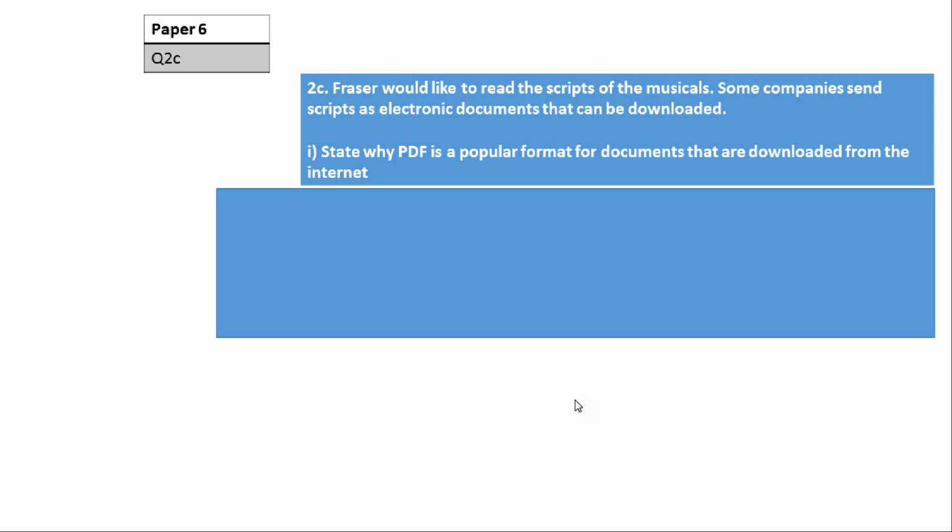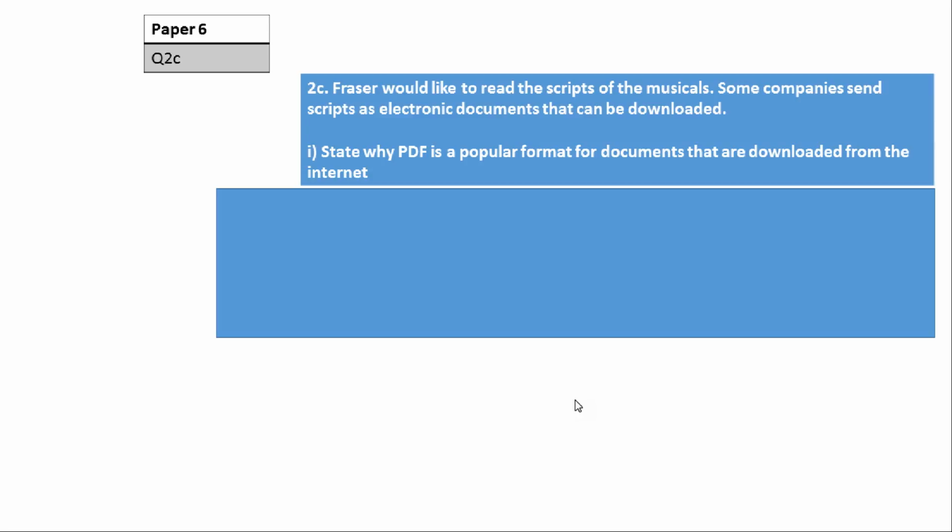This one didn't come out very well on the actual photographs. I've actually written, Fraser would like to read the scripts of the musicals. Some companies send scripts as electronic documents that can be downloaded. State one file format. PDF, so that's the document format that you exported some of your things like your database report in your music festival. For documents, PDF is a popular format for documents that are downloaded from the internet.